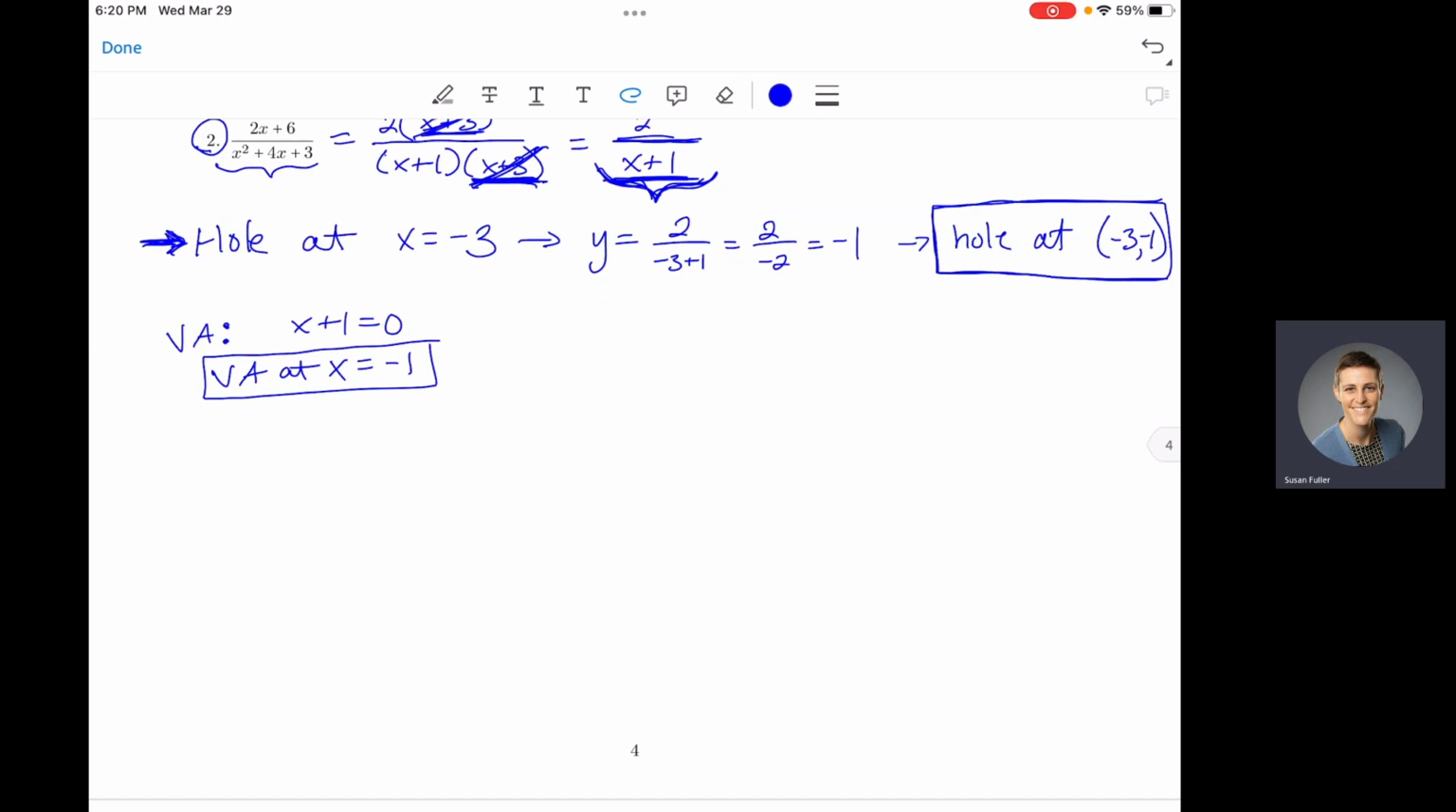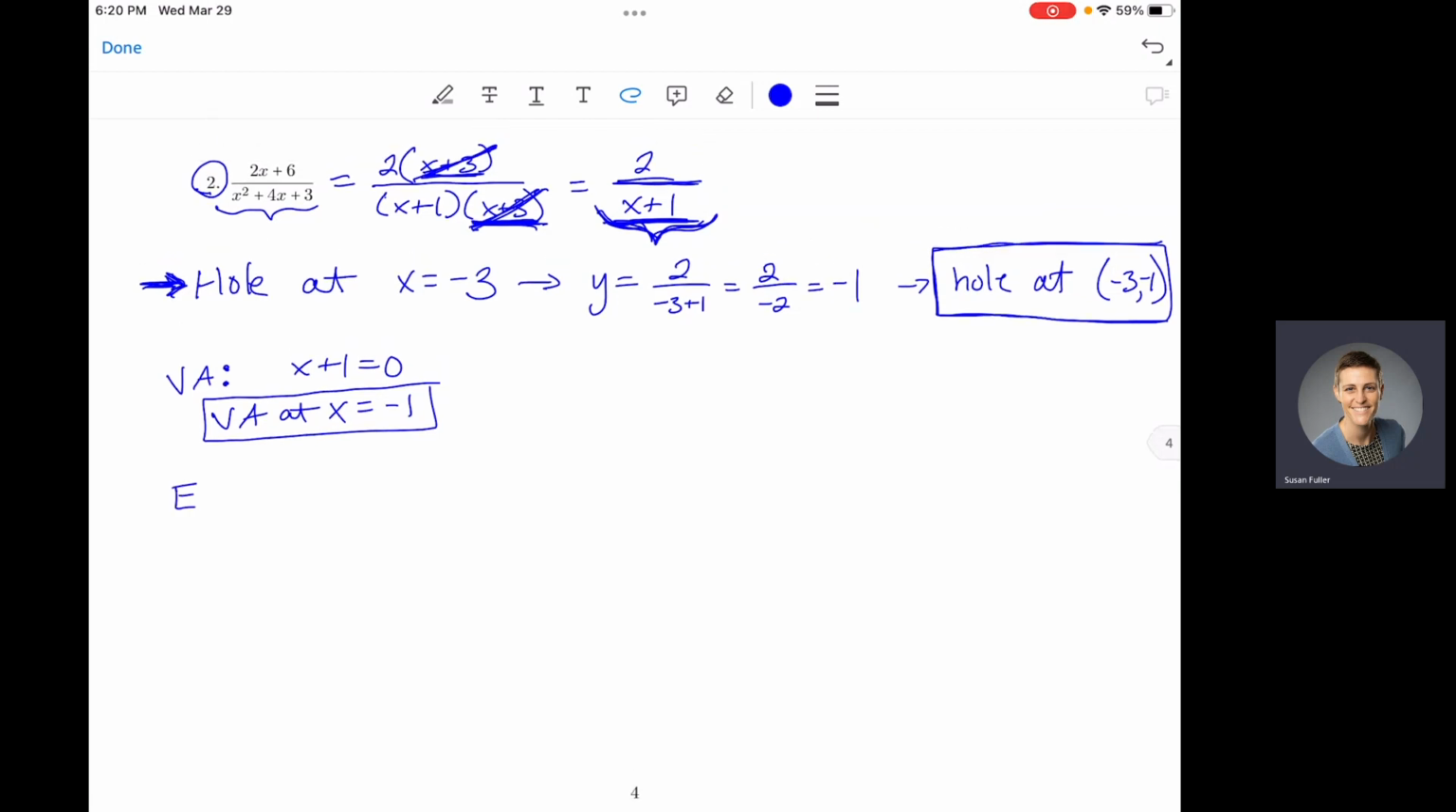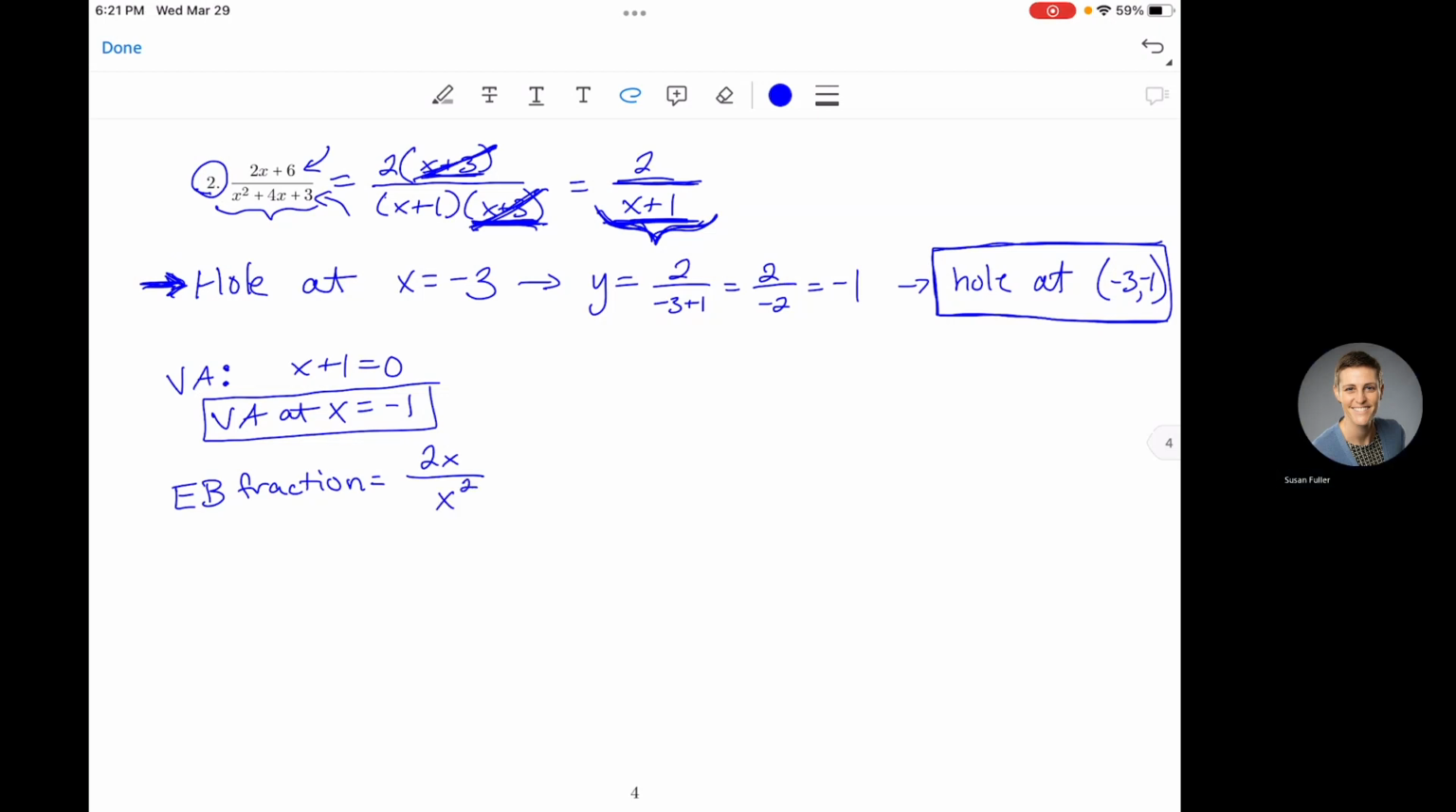And now I want to find my horizontal asymptotes. Those come from end behavior. So I'm first going to find my end behavior fraction here. End behavior fraction is leading term on the top over leading term on the bottom. The leading term on the top of this fraction is 2x. The leading term on the bottom is x squared. If I simplify that, I get 2 over x. So that's my end behavior fraction.